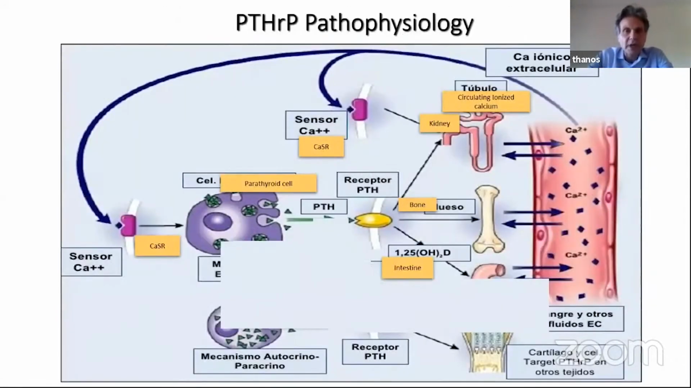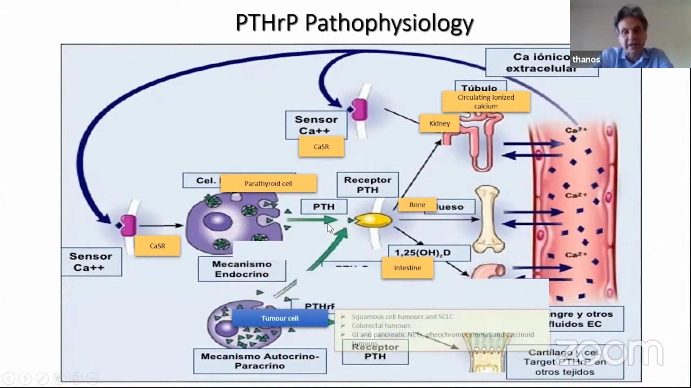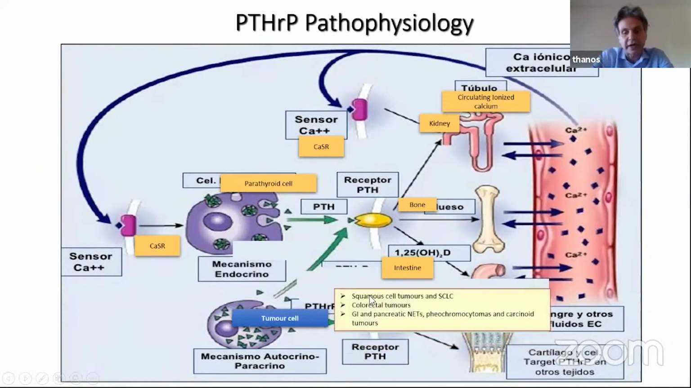And nowadays, we do know that about 3 to 6% of apparently non-functioning pancreatic neuroendocrine tumors may secrete PTHrP. And this is the action of PTHrP: when it comes from neuroendocrine tumors, it goes to the receptor of PTH and increases the absorption of calcium from the bone and from the kidney, and induces hypercalcemia. And this is the hallmark of the diagnosis: increased calcium, low phosphate, low PTH, and high PTHrP.